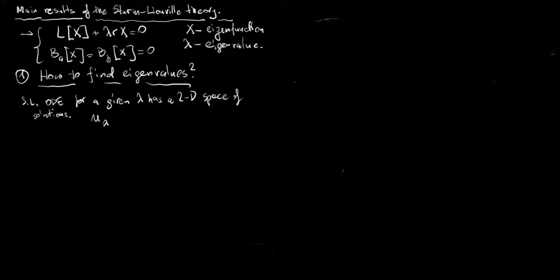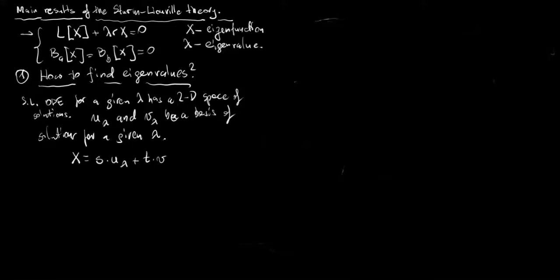So let U sub lambda and V sub lambda be a basis of solutions for a given lambda. Now the most general solution of the ODE is then S times U lambda plus T times V lambda, where S and T are real constants. And if we want X to be a solution to the regular problem, X should satisfy the boundary conditions. But the boundary conditions are given in terms of a linear operator BA and a linear operator BB. So we want BA on X to be 0 and BB of X to be 0.